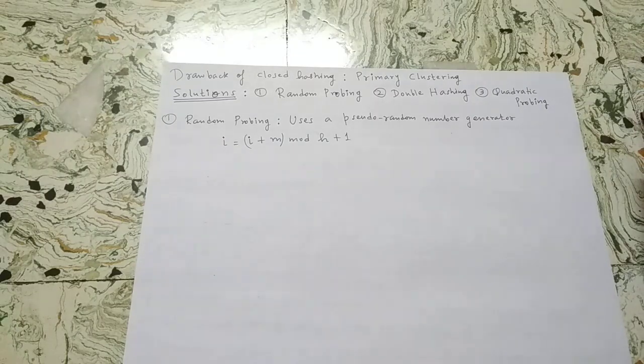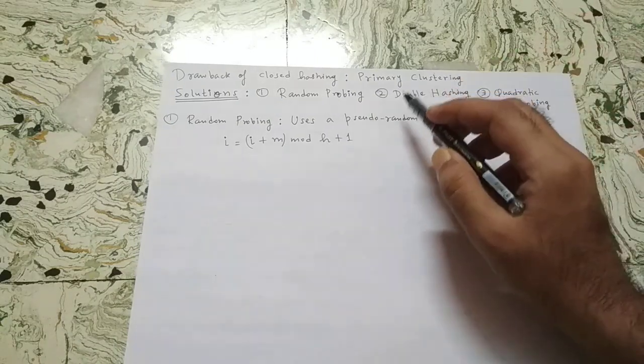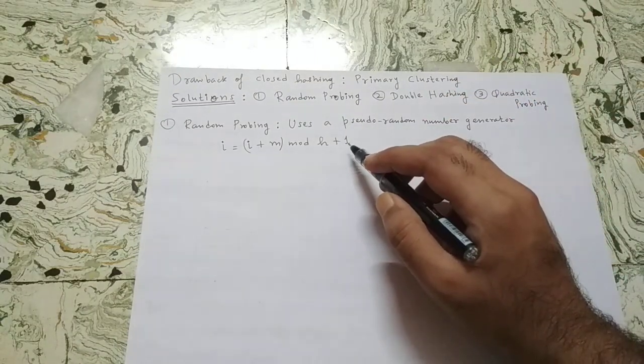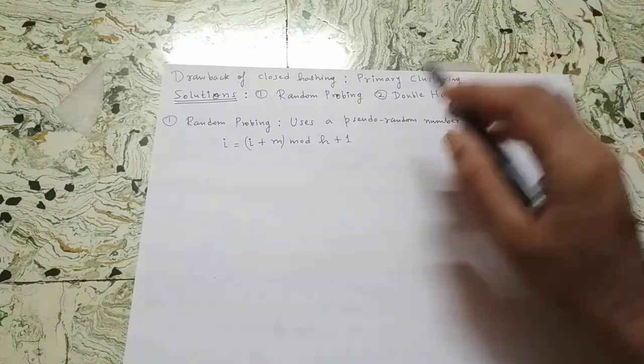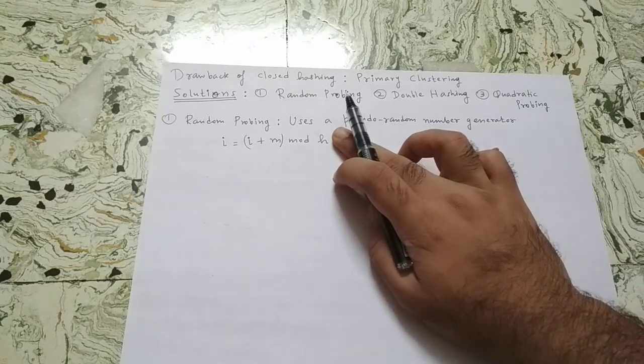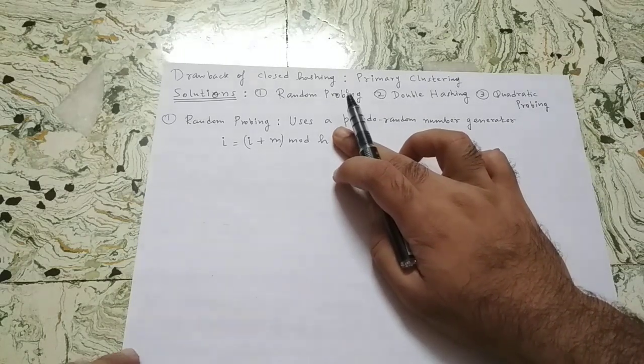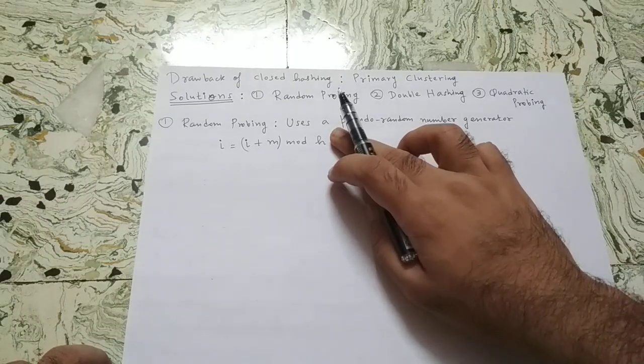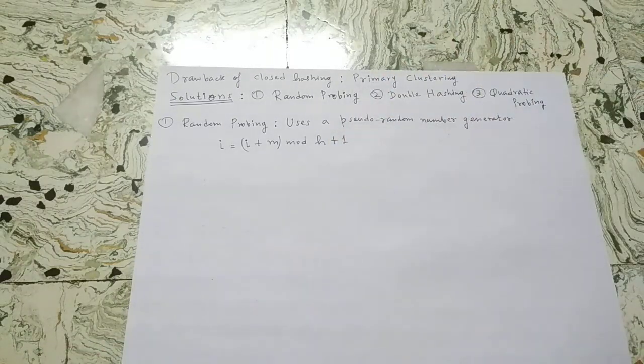Also, one thing that you must keep in mind is that the h that you can see here is the highest location of the hash table, and indexing in this case has started from 1, and that's why you have this plus 1 at the end. If the indexing were to start from 0, you wouldn't have required this plus 1. So the pseudo-random number generator would have looked something like this. Now, I'll take an example where I'll show you how random probing resolves the problem of primary clustering.